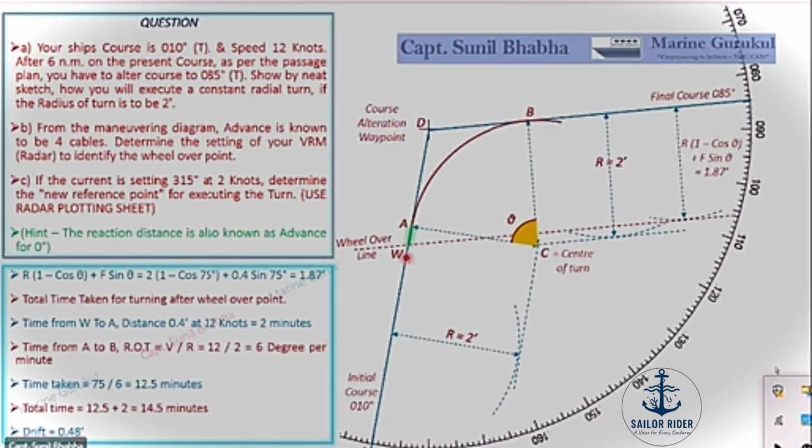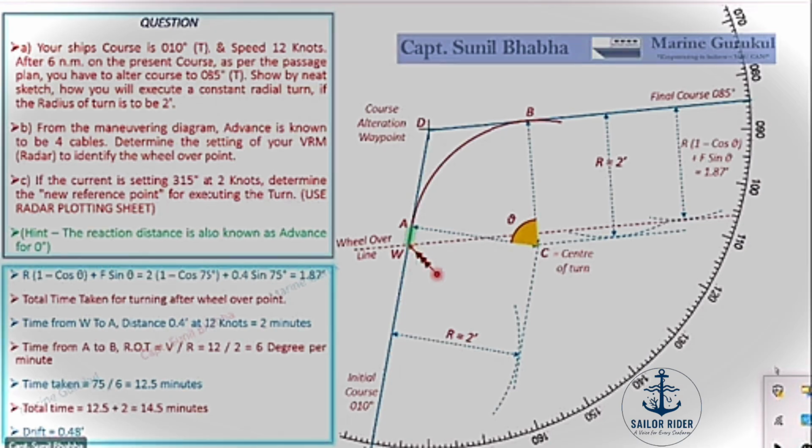Now what I do is, let's come back to the plot. Pay your attention to point W. What I do is, I apply this current vector from point W in the reverse direction. Let me show it here. You can see this red color vector in the plot now. I have applied this red color vector. This is the current vector, the set and drift of the current. The direction is 315 and the magnitude of the vector is 0.48 miles. So this current vector is applied at point W in the reverse direction.